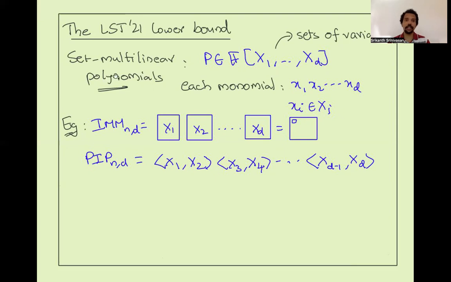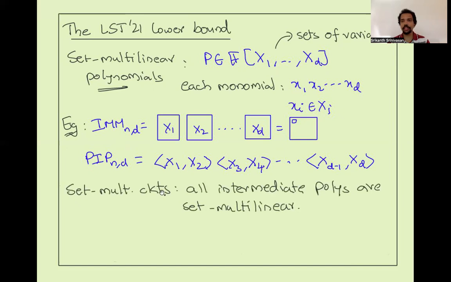of algebraic circuit for computing such polynomials. And these are called set multilinear circuits. Okay, so what's a set multilinear circuit? So it's a circuit where all the intermediate polynomials that are computed are themselves set multilinear. Okay, they may not be set multilinear in all the variable sets together. They may be set multilinear in a subset of these variable sets, but they are nevertheless set multilinear. So that's a set multilinear algebraic circuit. It's a restricted kind of algebraic circuit.